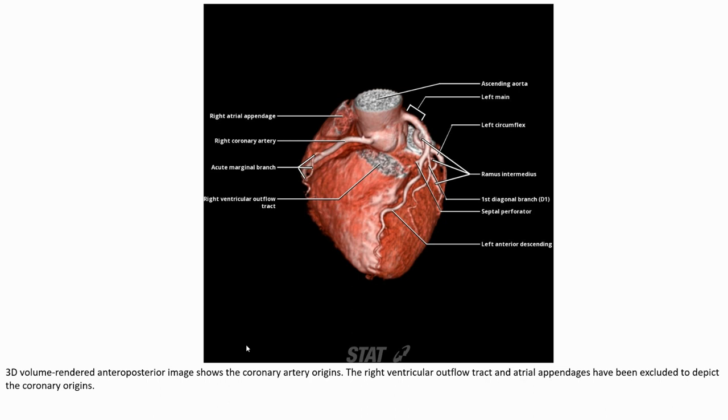On the left side, from the aortic root we call the left main coronary artery, and then it divides into the left circumflex, and a small branch we call a ramus intermedius, and first diagonal branch, and septal perforator, and another branch from the main coronary artery on the left side is the left anterior descending.